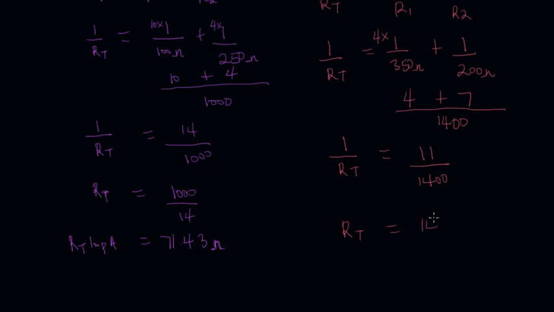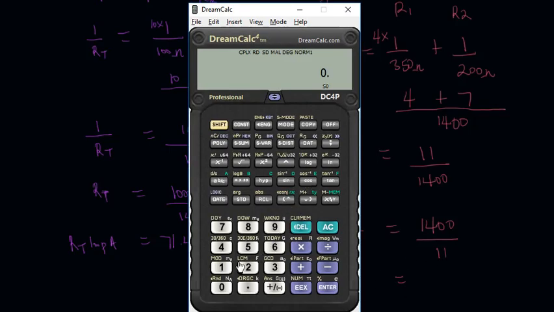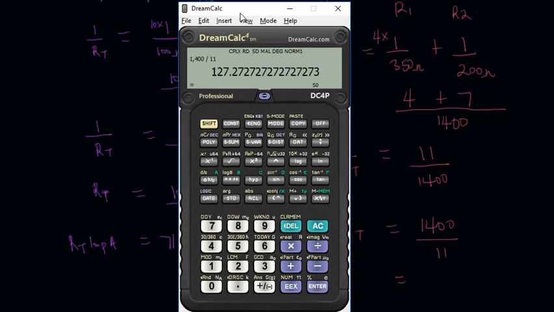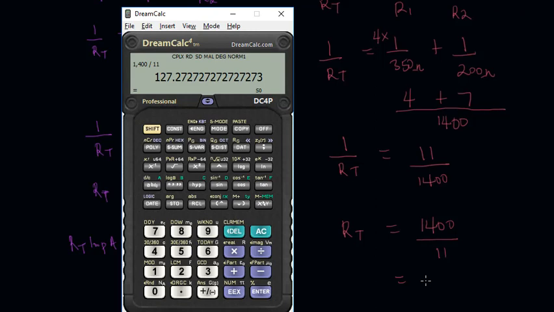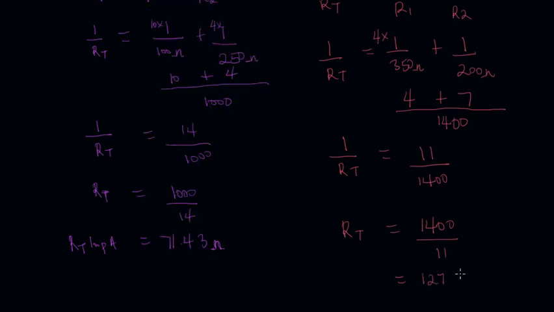1400 divided by 11. So RT then is equal to 1400 divided by 11. And we get 127.27. And again, units of ohm. So we can say RT for loop B is this here. And again, our resistance for loop A was this.